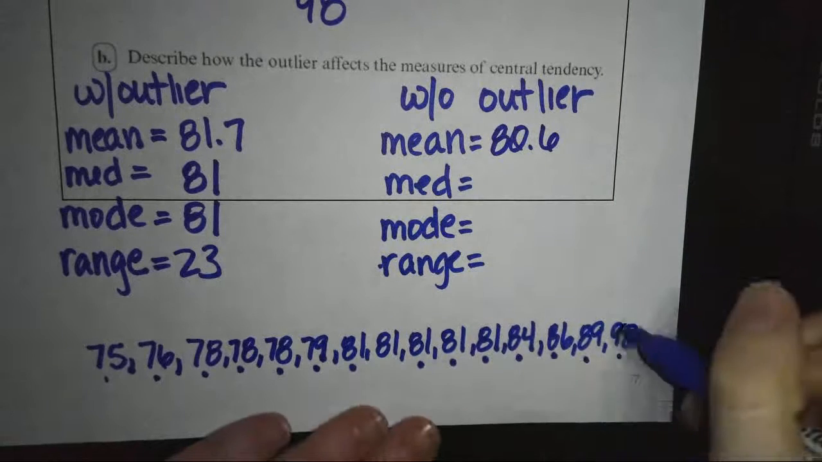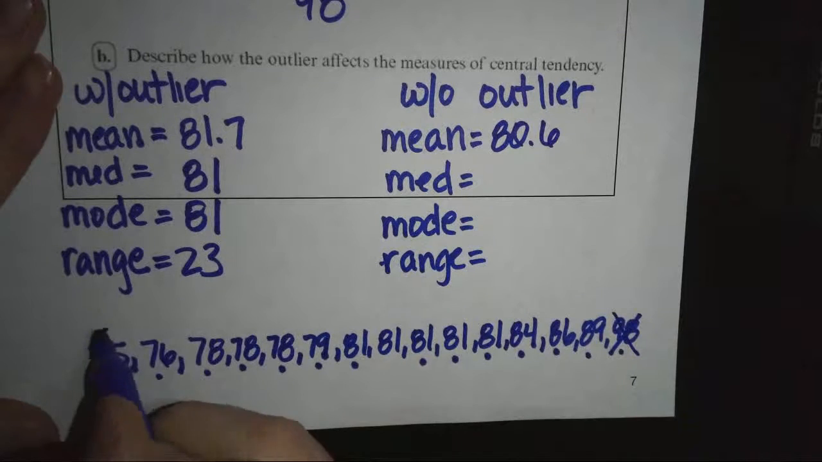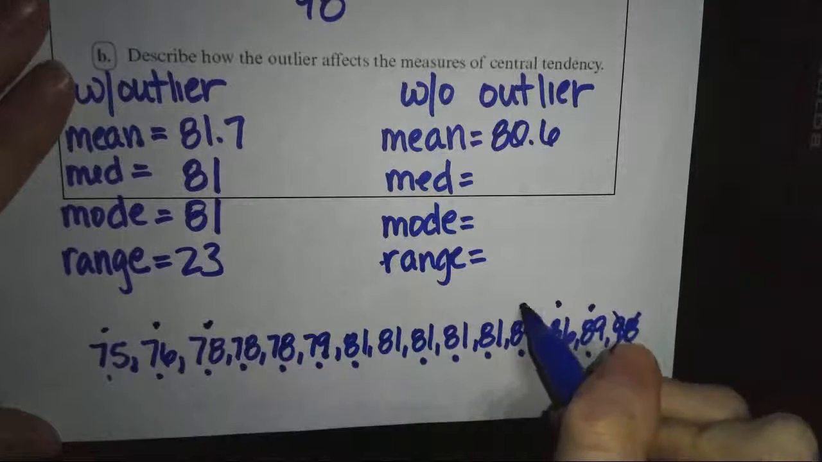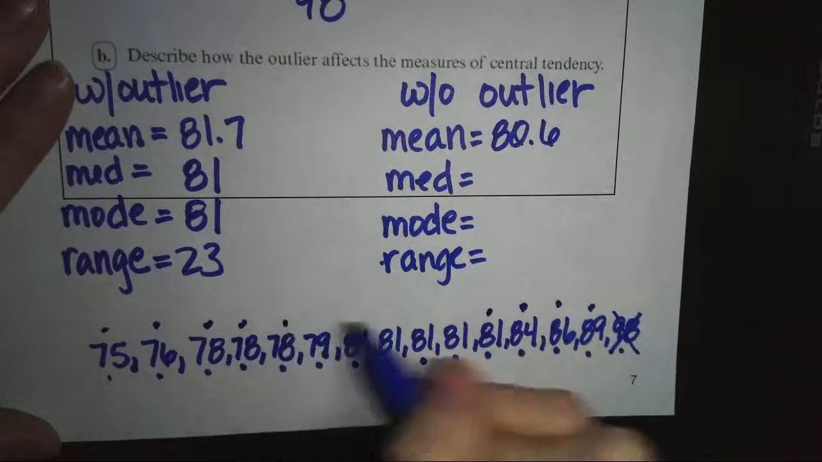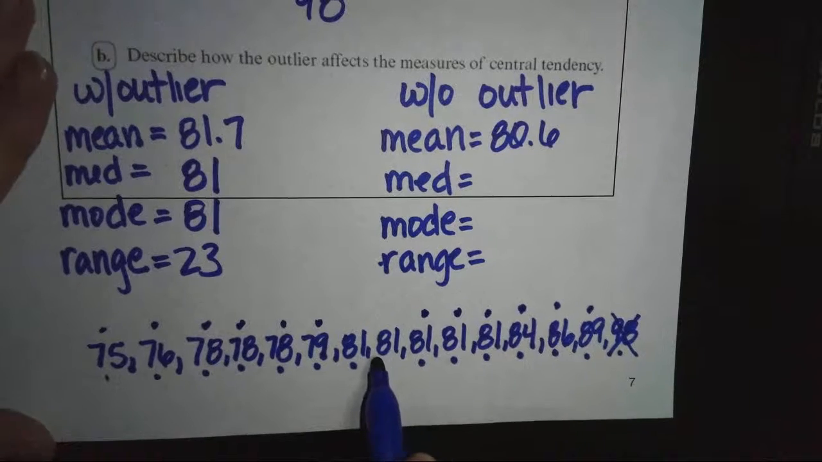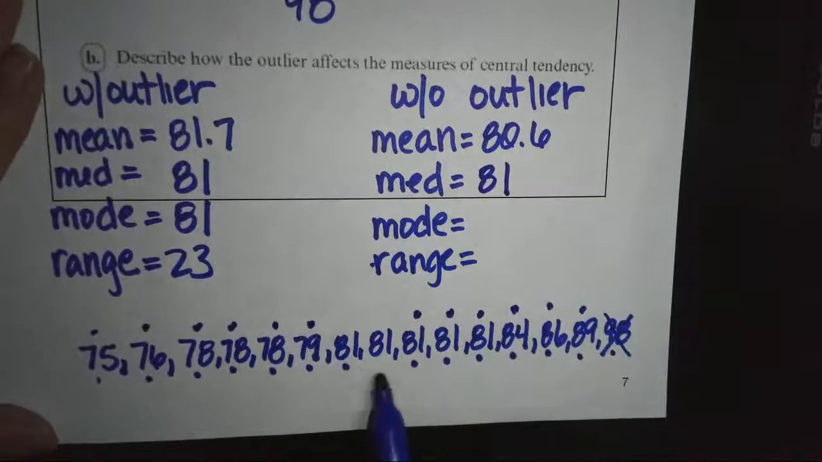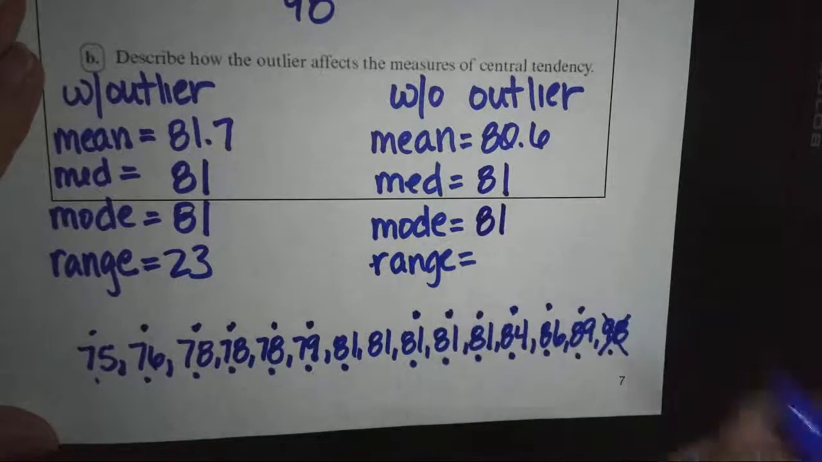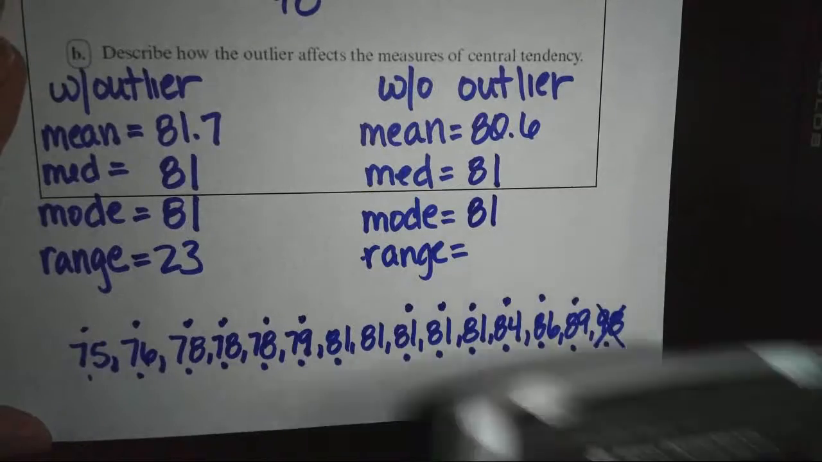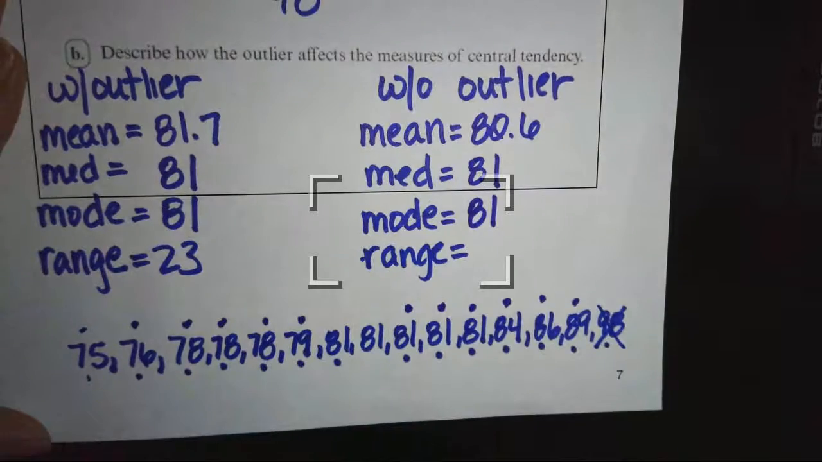Now my median, since I'm not including 98 anymore, I'll do smallest, largest, smallest, largest, smallest, largest, smallest, largest, smallest, largest, smallest, largest. I'm left with 81 and 81, and the average of those two is 81, so my median is still 81. I still have five 81s, so my mode is still 81. And my range this time, the largest is 89. So I have 89 minus 75, which is 14.